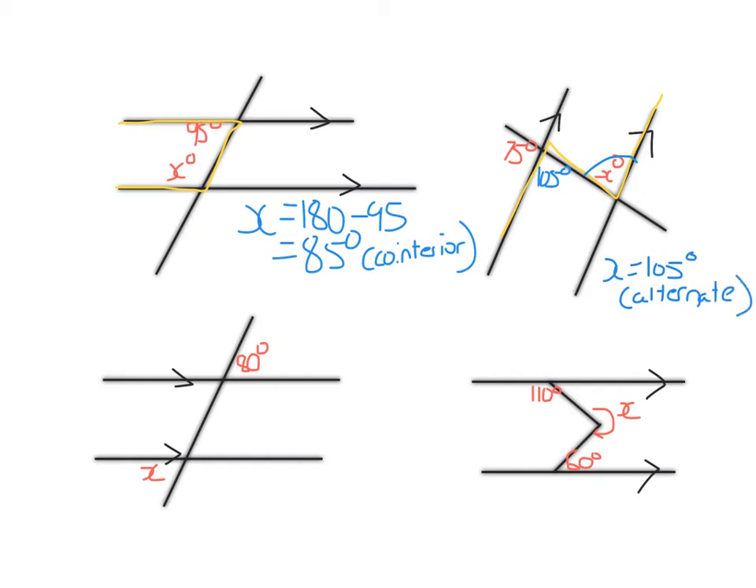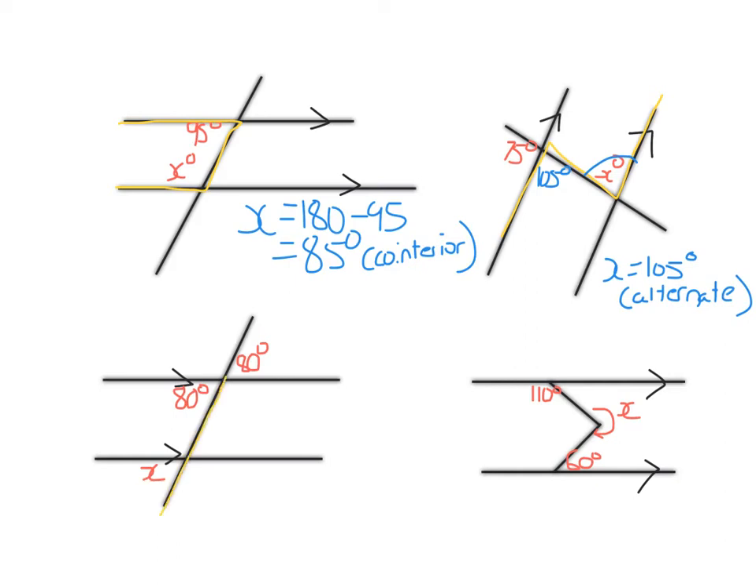So let's look at the third diagram now. Same idea here. These two angles are not vertically opposite, they're not corresponding, alternate, or anything like that. I need to find another angle first. So I can notice this angle here must be 80 degrees because these two angles are vertically opposite. Vertically opposite angles are equal. So now that I've found this angle, I can find x really simply.